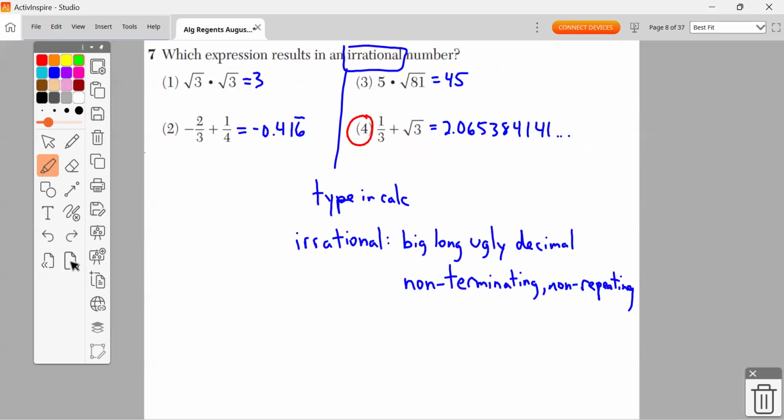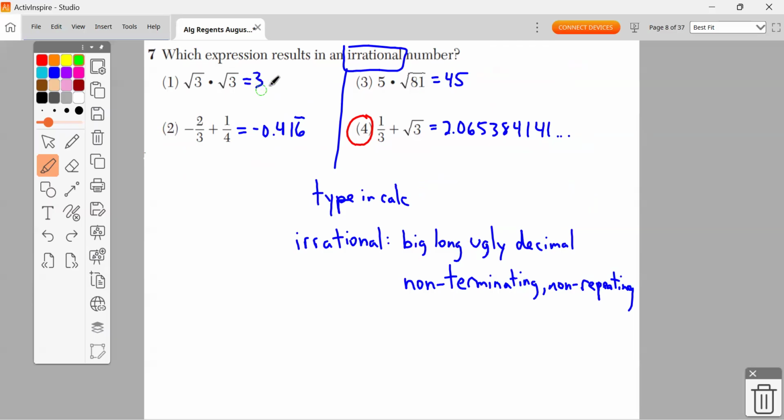In question number 7, which expression represents an irrational number? Type them into the calculator and find your answers. You can see my 4 different answers here. An irrational number is a big, long, ugly decimal. It is a non-terminating, non-repeating decimal.